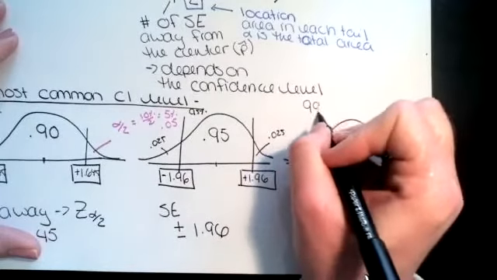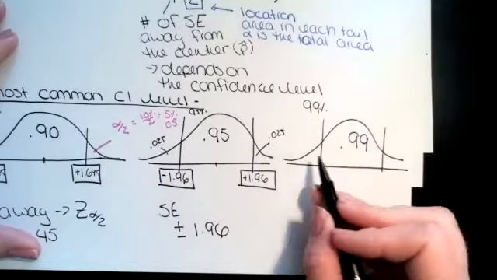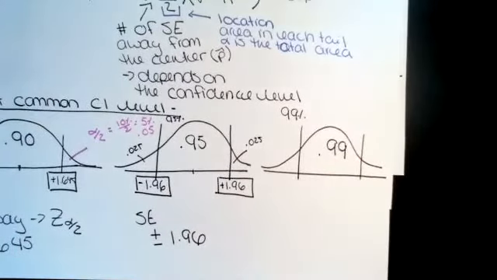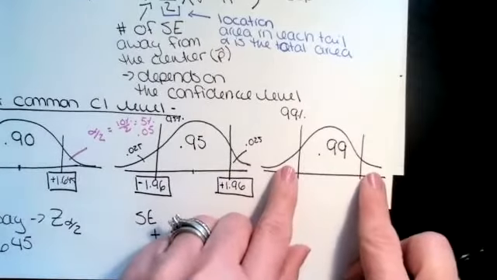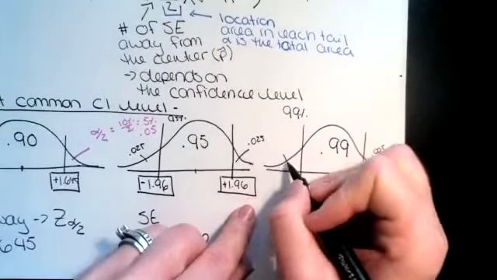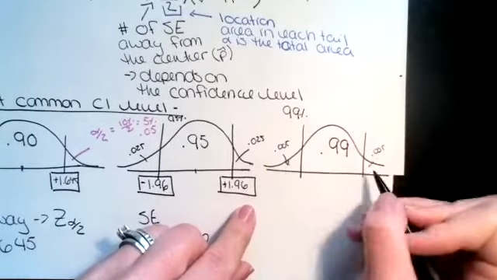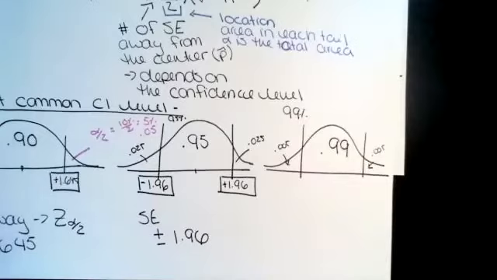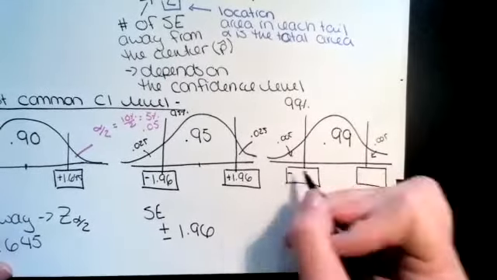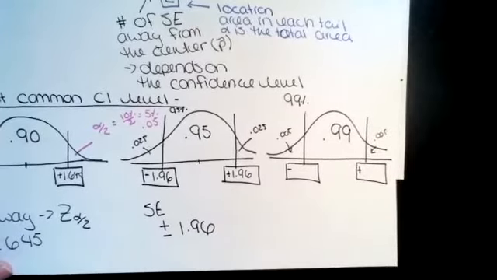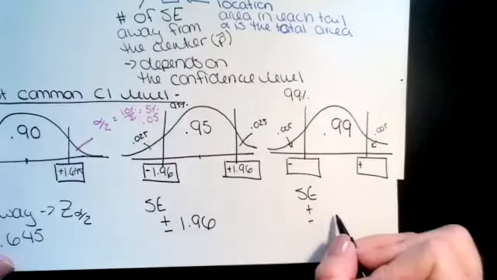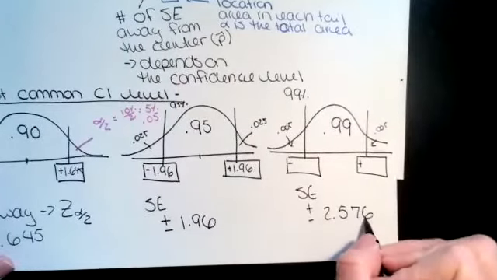99% is in the middle. So then I have 1% left, which means I have 0.5% over here, so that's 0.005, and 0.005 here, okay? That area. Again, I'm looking for this and looking for this, just one or the other. It doesn't matter if you have the positive or negative. So my standard errors here are going to be positive or negative 2.576.